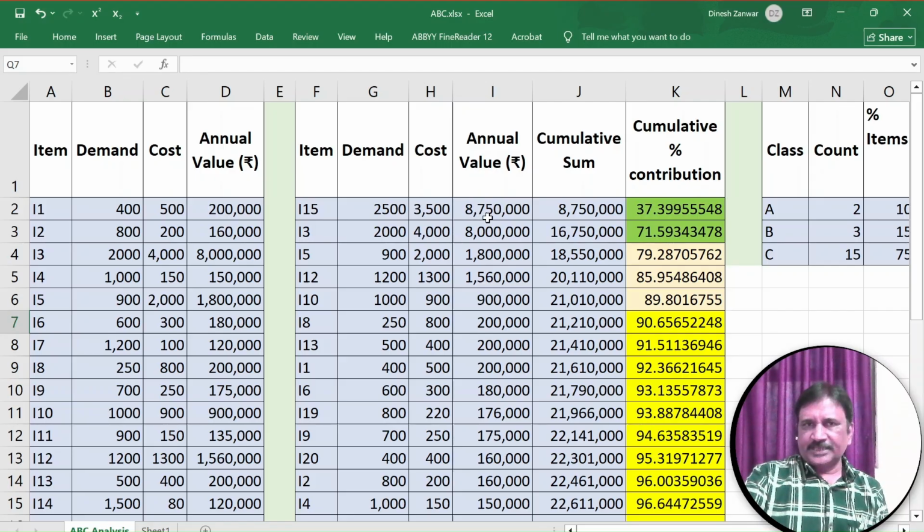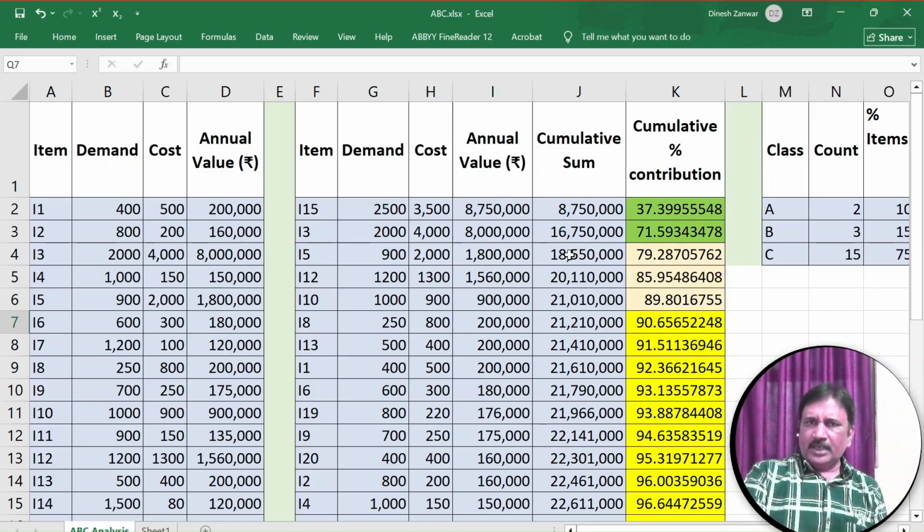Sorry, this is 87 lakh 50,000. So the first value is 87 lakh 50,000. Then this is 80 lakh. Summing that 80 lakh with 87 lakh 50,000 gets you 167 lakh 50,000. Then again, this is 18 lakh added to 167 lakh 50,000. You will be getting 185 lakh 50,000, and so on.